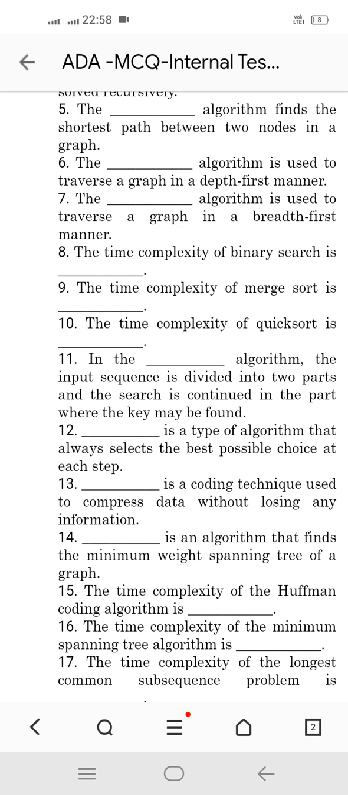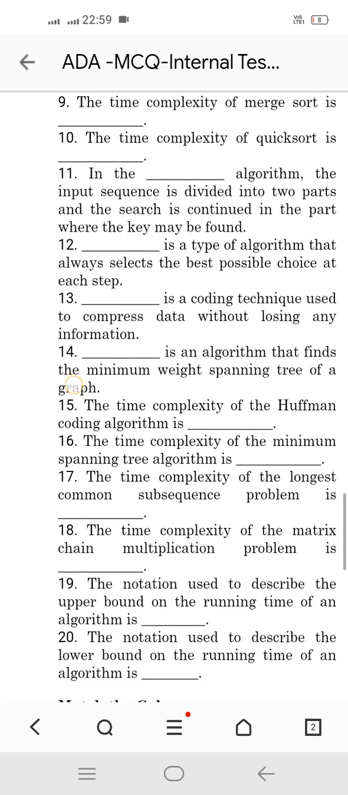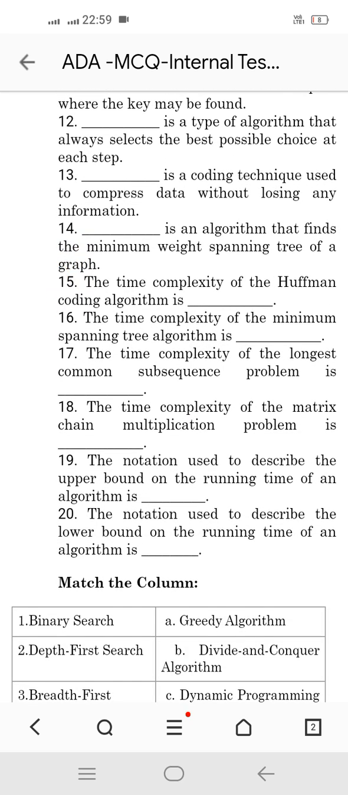13th, dash is a coding technique used to compress data without losing any information. Huffman coding. The dash is an algorithm that finds a minimum weight spanning tree of a graph. Minimum spanning tree. 15th, the time complexity of the Huffman coding algorithm is order of n log n. The time complexity of the minimum spanning tree algorithm is order of m log n.